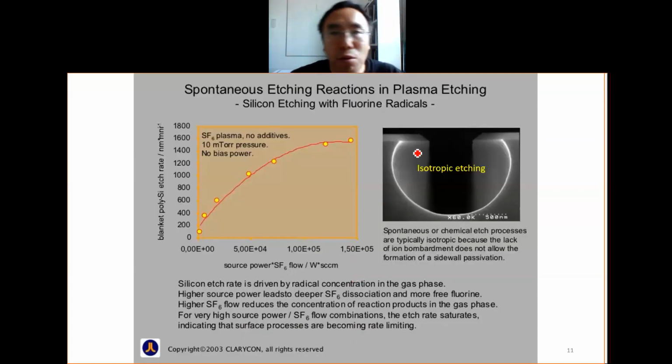So here's an example of etching of silicon using SF6 gas. As you can see, it's isotropic. We have lots of lateral etching. It's almost the same as wet chemical etching, isotropic. The higher the power and the higher the flow, the higher the etching rate.